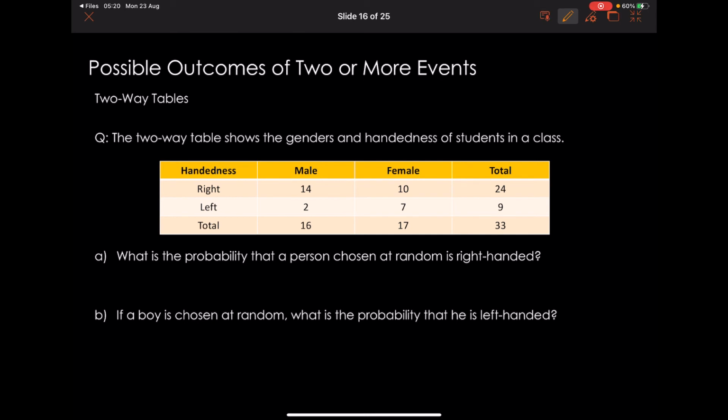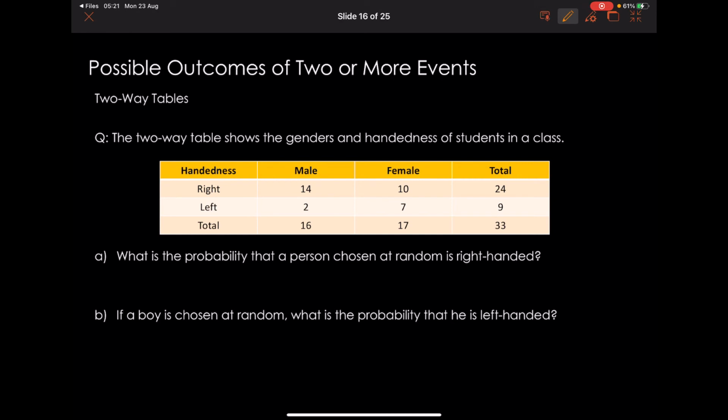Now, in your exam, you most likely will be given a two-way table. You might have to complete the table, but then they'll ask you questions on it. The table won't be difficult to complete because most of the time you'll be given totals or certain numbers which will then lead you to be able to complete it. A lot of you are very good at that, so I'm not going to go through that right now. The probability that a person chosen at random is right-handed. So pause the video and have a go at these if you want to. And if a boy is chosen at random, what is the probability that he is left-handed? And then press play for the answer.